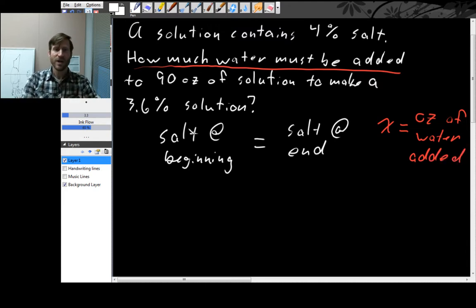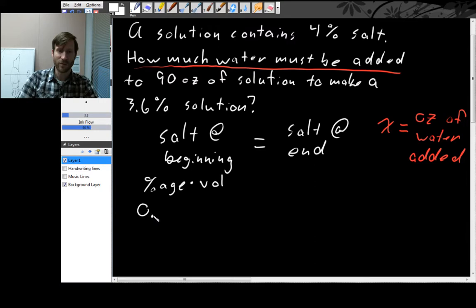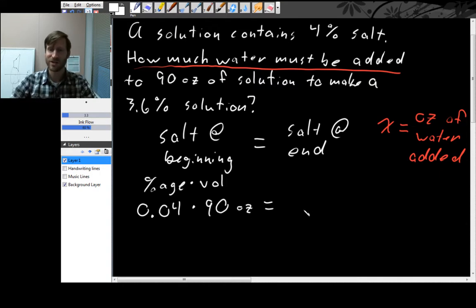Okay, so the salt at the beginning, well, since it's a 4% solution, how much salt is in that solution is just that percentage times the amount of the solution. So percentage times the volume of the solution. So the percentage is 0.04 written as a decimal. And then the volume is 90 ounces. Okay. You can see this is starting to turn into an equation that we can use.